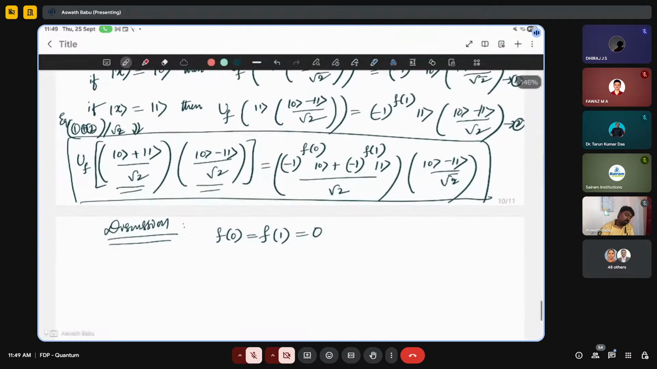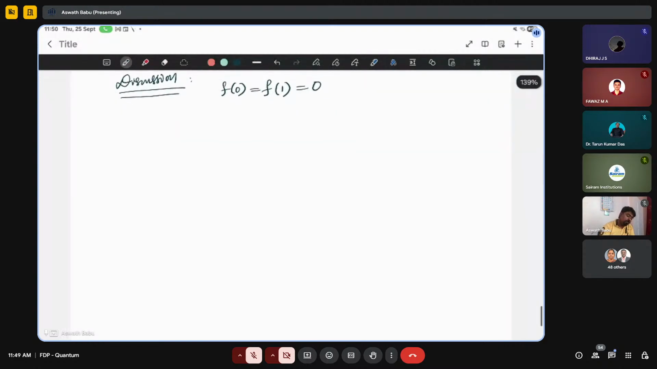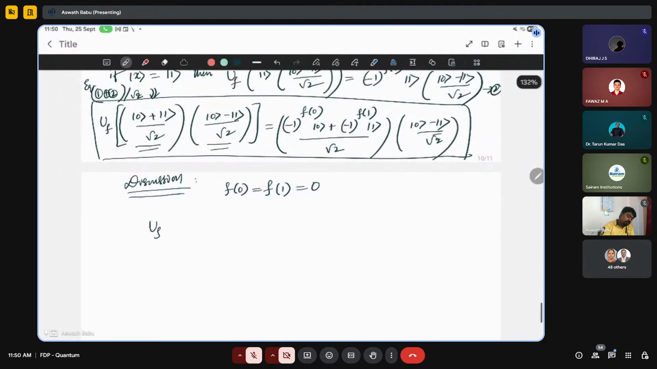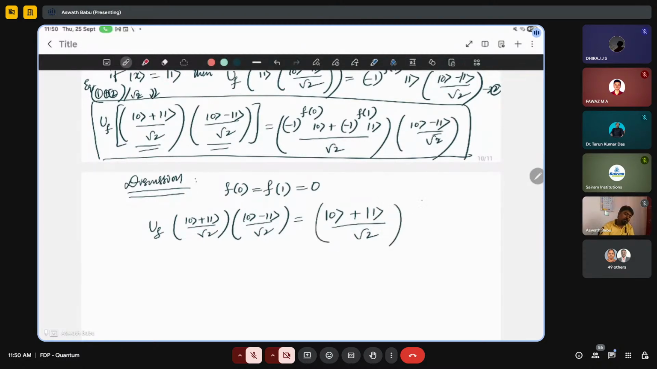From the above, if you write it down, the output would be: the unitary function acting on (|0> plus |1>)/sqrt(2), (|0> minus |1>)/sqrt(2), is going to be (-1) to the power of f(0), where f(0) is 0. So I'll have |0> plus |1>, and (-1) to the power of 0 is just plus 1. Let me remove that and just put 1.